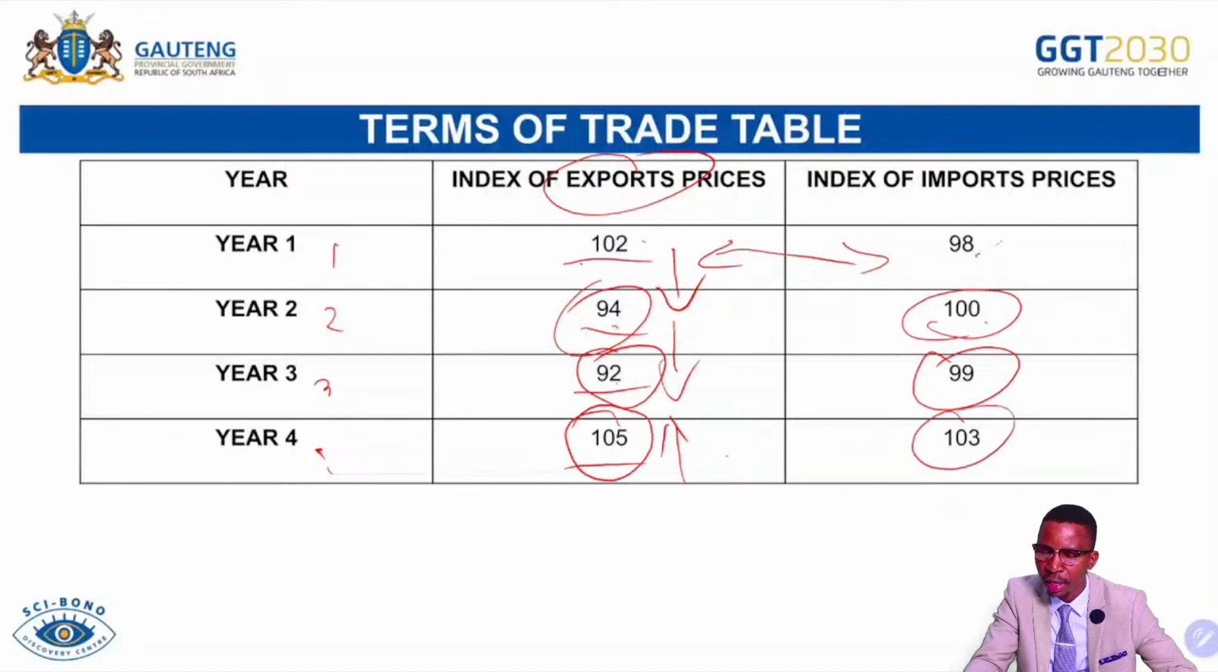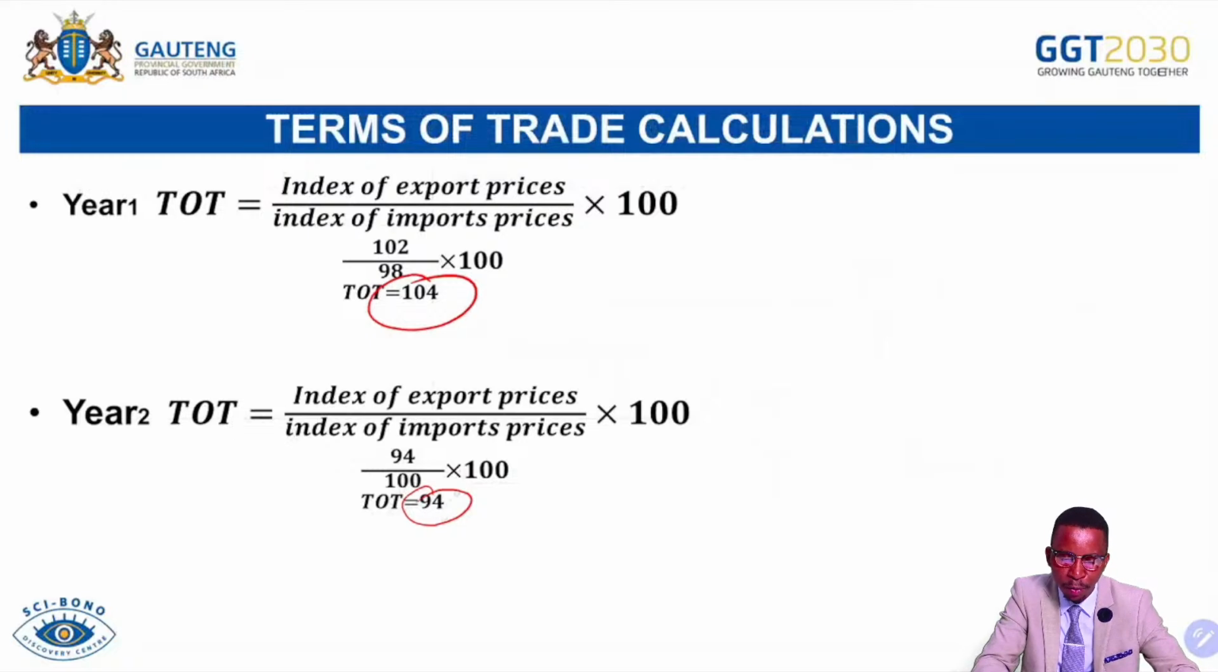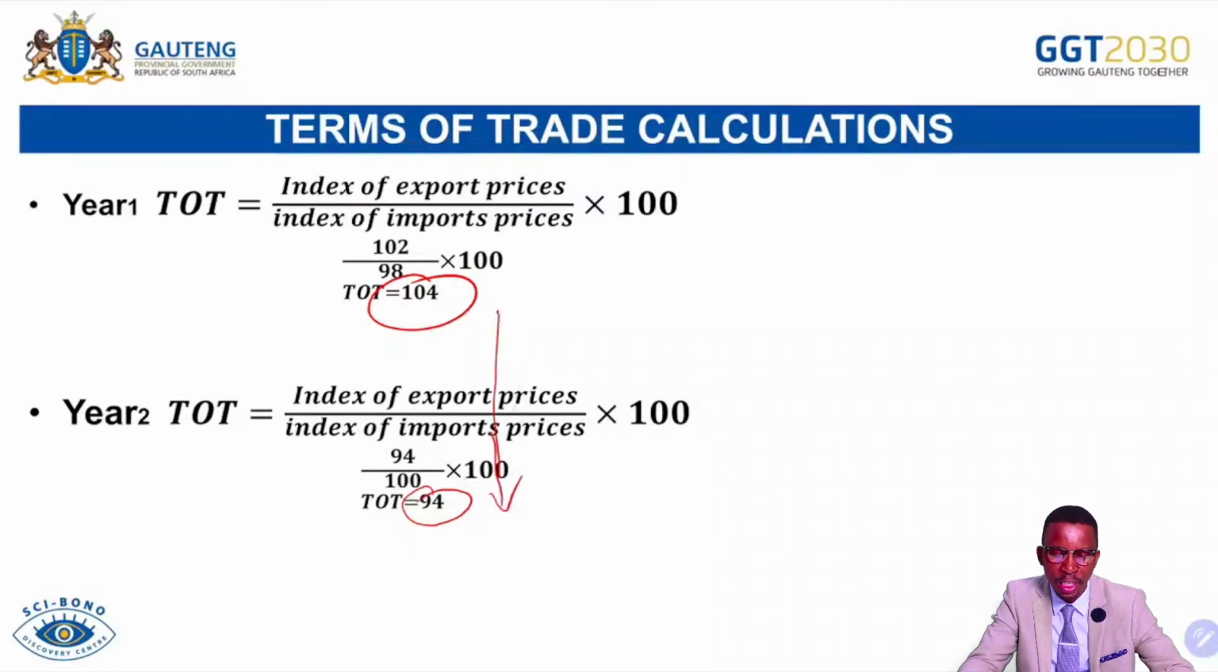So let's check the calculation of terms of trade now. Index of export prices divided by index of import prices multiplied by 100. We have 102 over 98 times 100. We get 104. So that's the first one, which is year 1. And then year number 2, we substitute again: 94 over 100 multiplied by 100 goes to 94. Like I've mentioned to you, if import prices are increasing faster than export prices, our terms of trade will then be declining. You can see that this indicates the decline of terms of trade from 104 to 94. They decreased by 10.